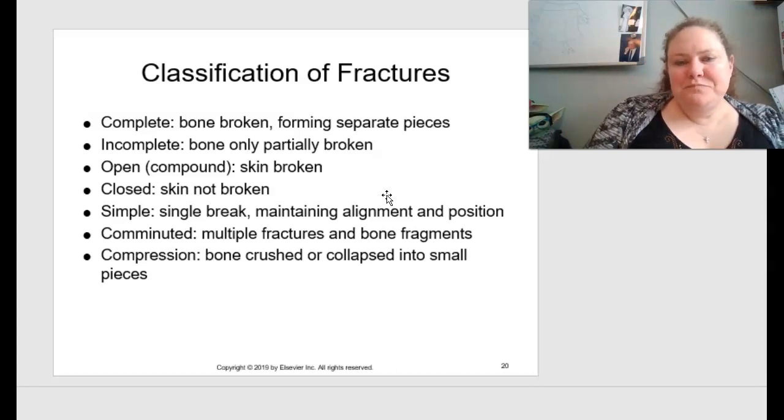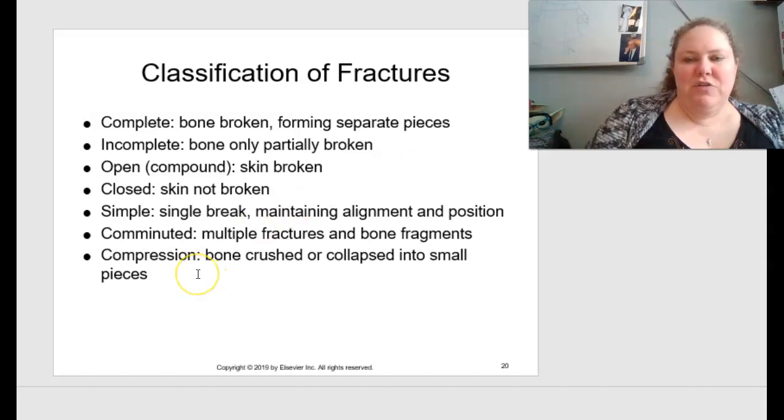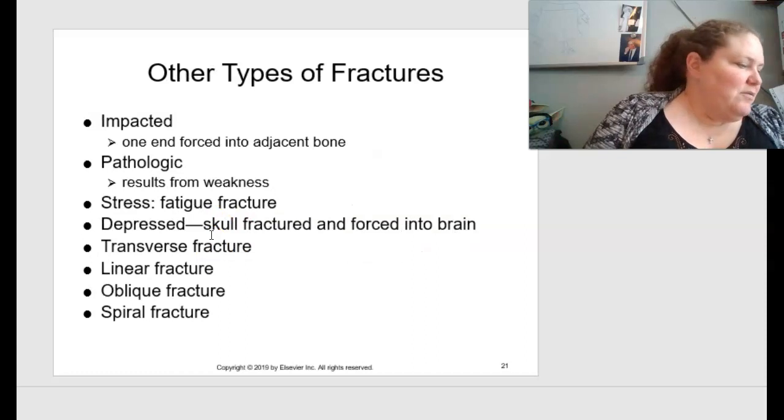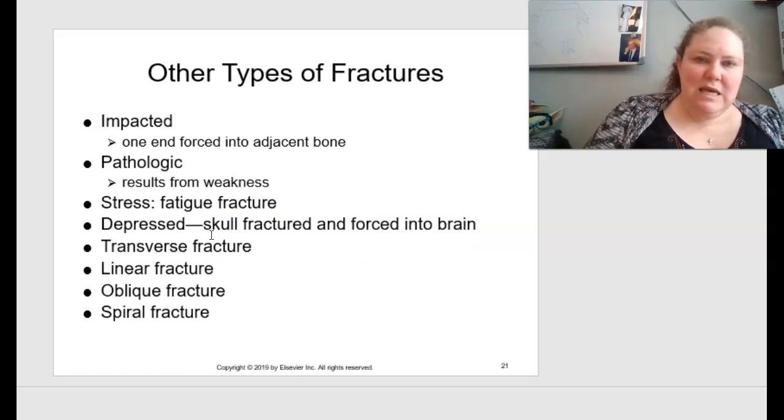You have simple, and this would be a single break, and this maintains the alignment and the position. You have comminuted, and these are where we have multiple fractures and bone fragments. And you also have compression fractures, and these are where the bone is crushed or collapsed into small pieces. We also have other types of fractures, and again, this is on page 167 if you want to follow along.